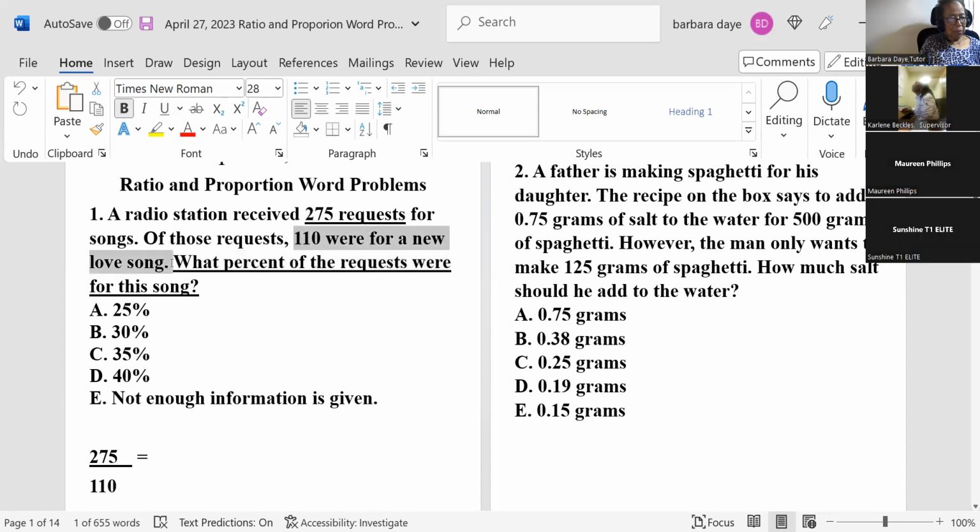Can you hear me? Hello, Mercedes. Change your name, please. Yes, just a minute. I'm just zooming in and listening while I'm waiting for the doctor. Okay, thank you. Can you change your name, Mercedes? You have Sunshine T1 Elite. Yes, I will do that. Change your name. That's important for the tracking.